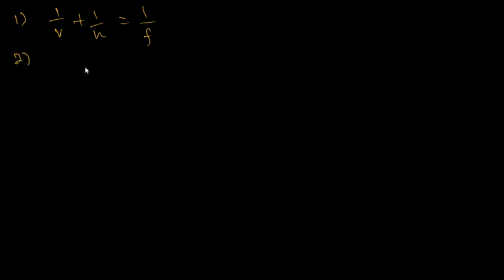And second one, magnification is given by minus v divided by u. And what is m? Magnification, sir. And why is m negative for real images? Sir, as per sign convention, minus for real, sir. Okay. What about virtual images? That is positive. Yes, sir.